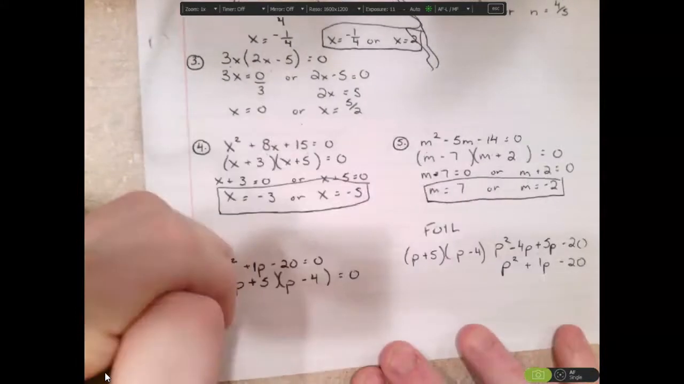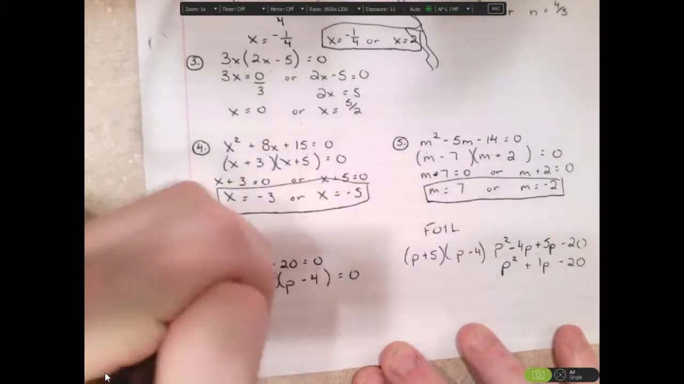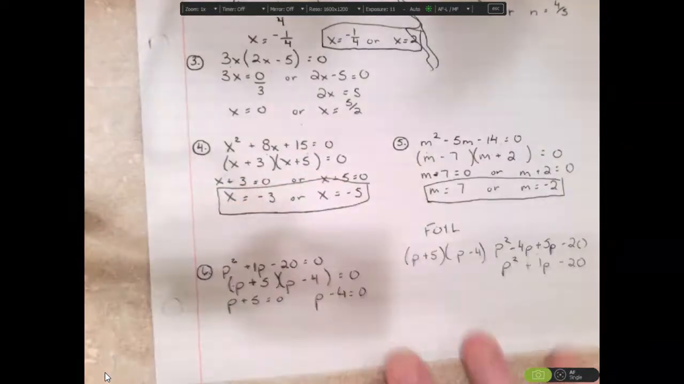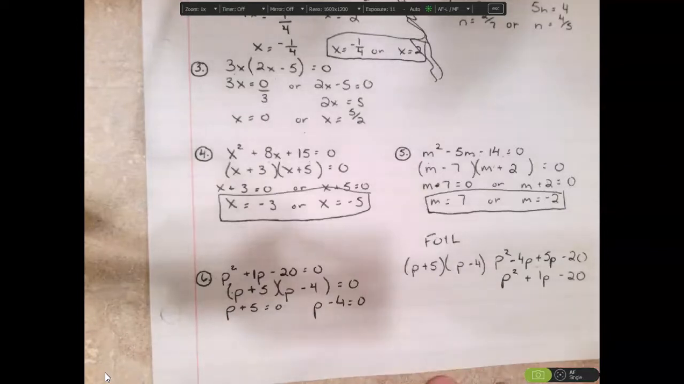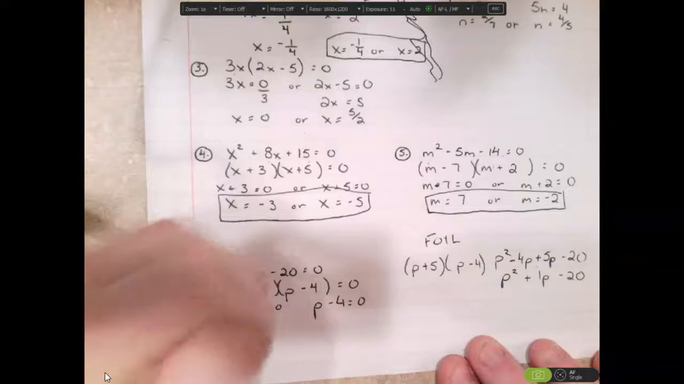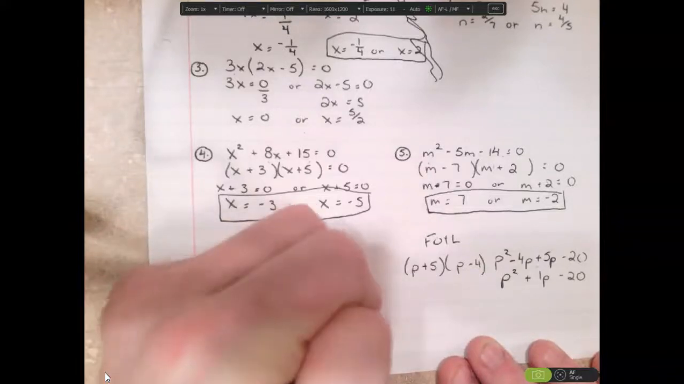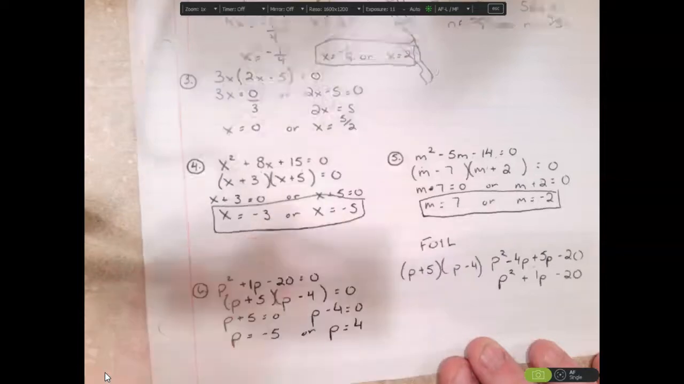Go through, set them both equal to 0. So p plus 5 equals 0. P minus 4 equals 0. And then from there, we're going to solve for p. So p is equal to -5, or p is equal to 4.